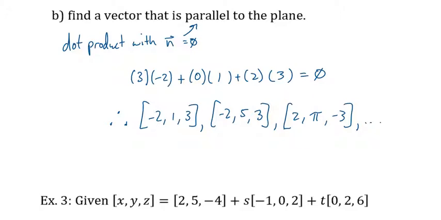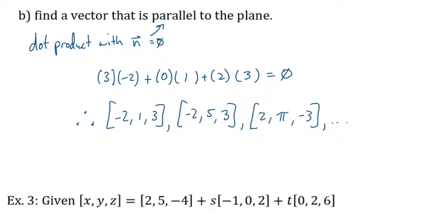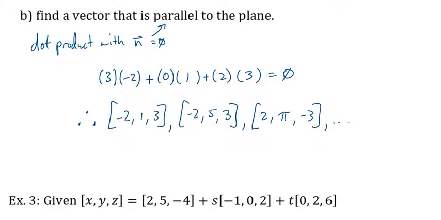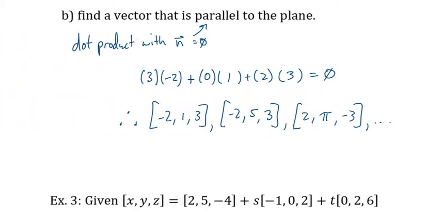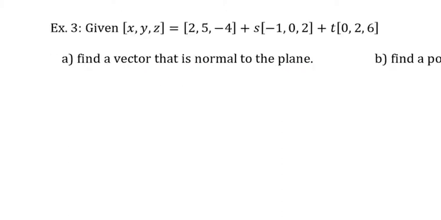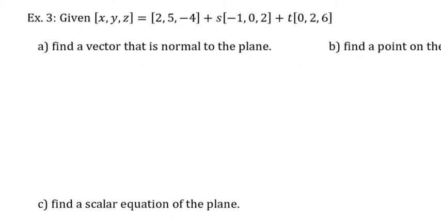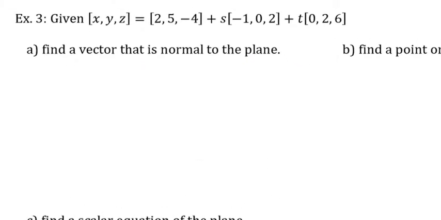Oh, example 3. Okay, this one's a bit different. Given vector form, find a vector that is normal to the plane. Again, the normal vectors are useful, so this is something you're going to probably want to do, but this time we're given vector form, not scalar. Process is likely to be different. What do you think?